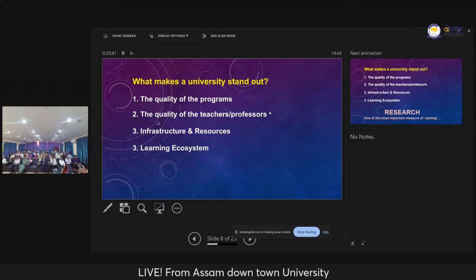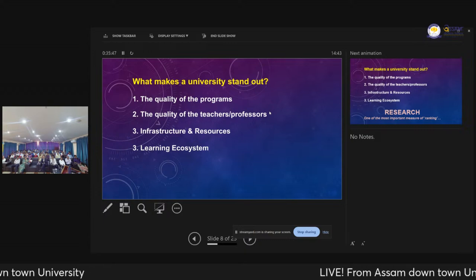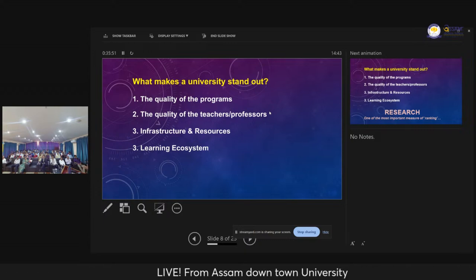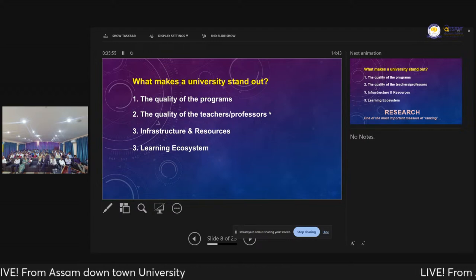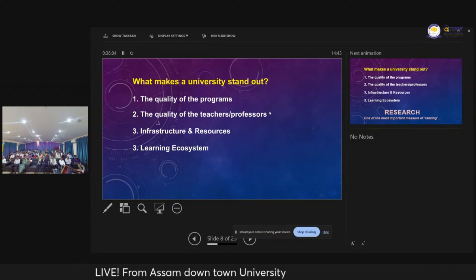Because imagine a teacher who has read ten books and knows everything inside out about a certain subject, but knows nothing about the horizon of research. Doesn't add up. So the quality of teachers becomes very, very important, and being research oriented is extremely important.